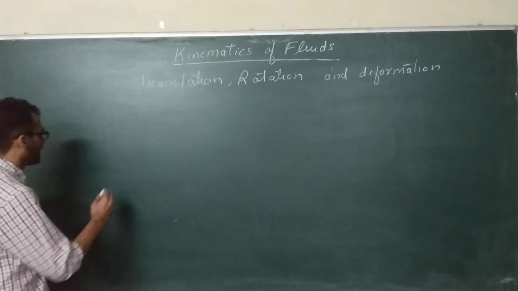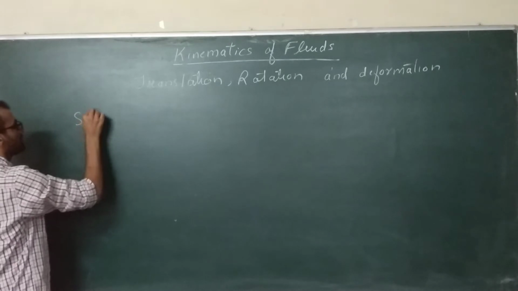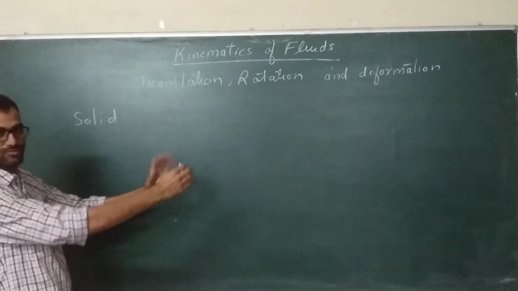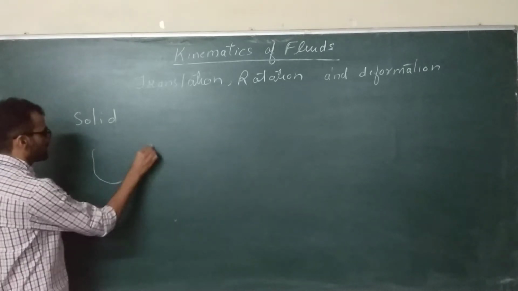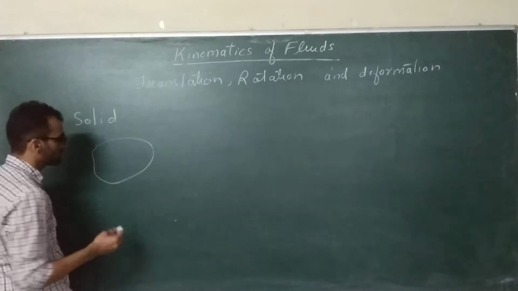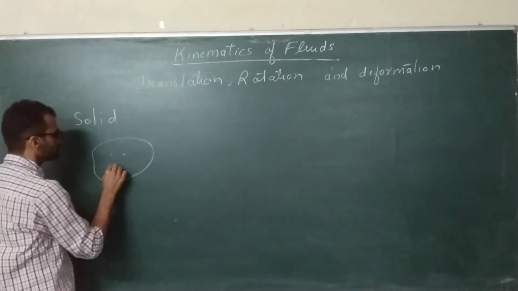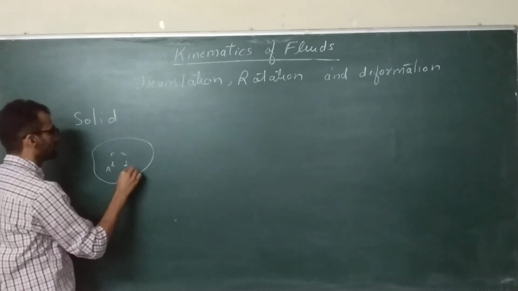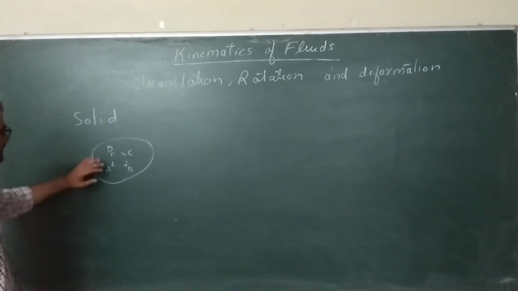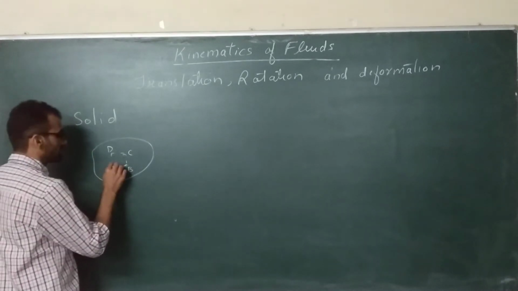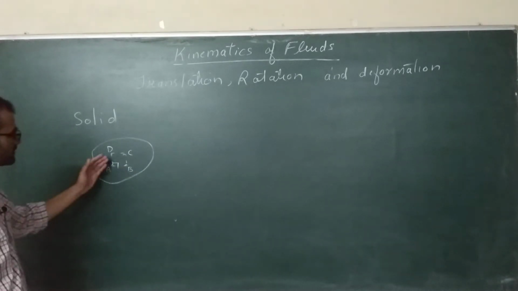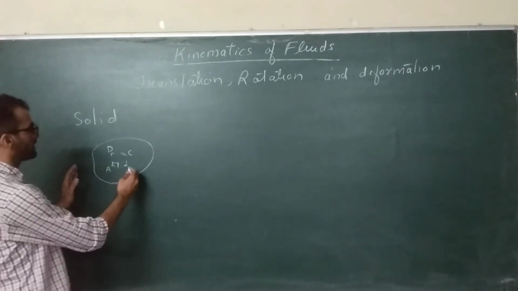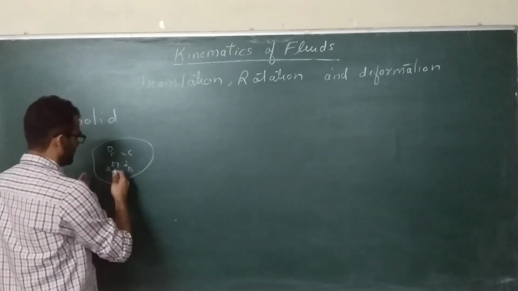For example, if you have a solid, then when a solid body is in motion, suppose this is a solid body and you consider fixed points on that body. Let us say these are the 4 points A, B, C and D. Now the angle between these two segments is suppose 90 degrees. So these are mutually perpendicular segments AB and AD, and this is a solid body. Now when this body is moving from one place to another, it is translating.